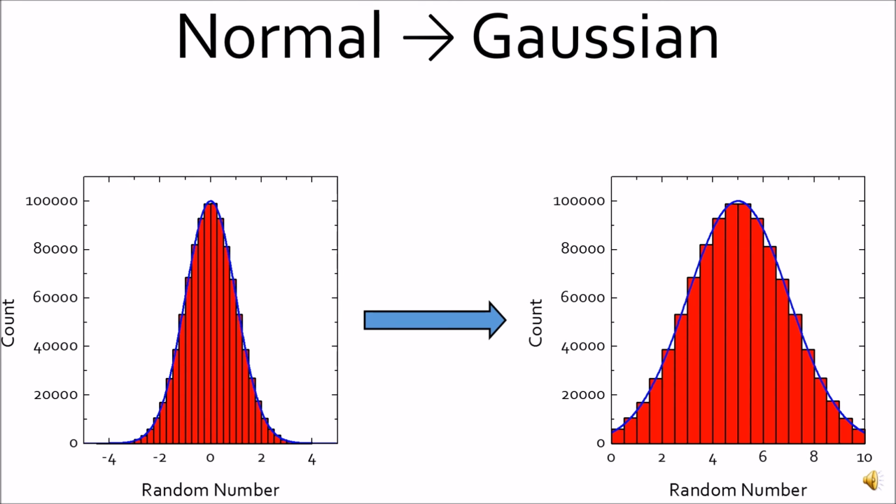And this is the result. On the left-hand side, we have the normal distribution, and on the right-hand side, we have a Gaussian, and this is with the values we mentioned before, standard deviation of 2 and the mean of 5. So it's a very straightforward calculation to do.